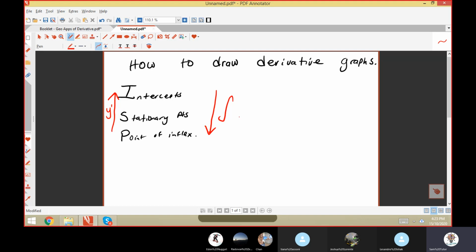Okay, so one more time. If we're trying to draw derivative graphs, our points of inflection, which I'll explain in a sec, become stationary. Our stationary points become intercepts. We understand how to read that? Anyone confused? Okay.